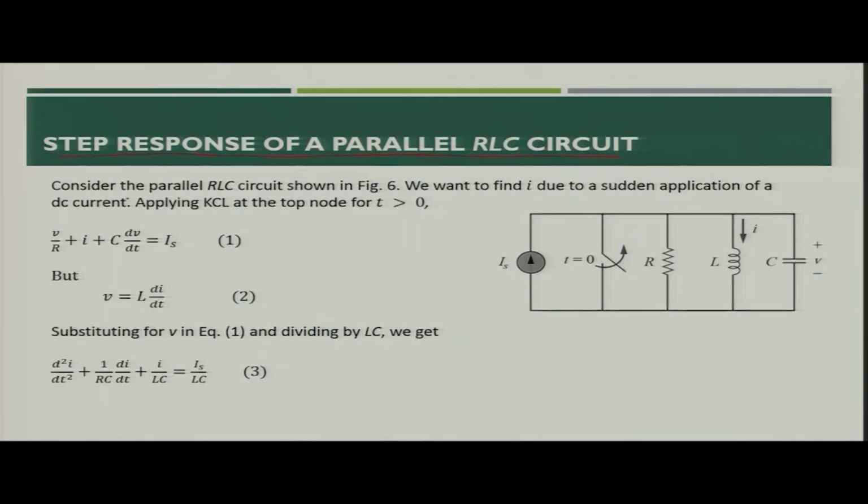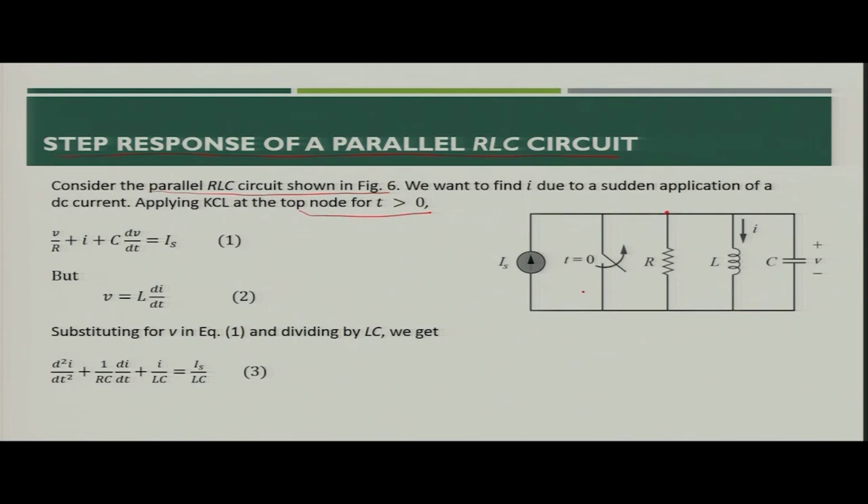Now, in this case, suppose the parallel RLC circuit is shown in this figure. Here, we are initially keeping the switch closed. At time t equal to 0, we are opening up the switch, so that we get the parallel RLC circuit. At time t less than 0, the current source will be short circuited. So, when we open it, it will be converted into a parallel RLC circuit. Now, for time t greater than 0, let us apply KCL at the top node.